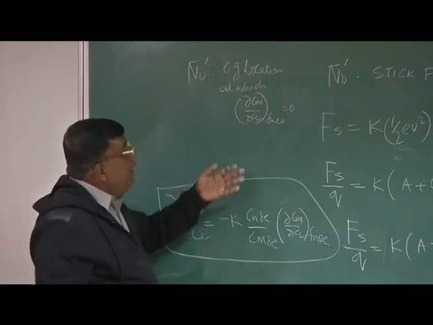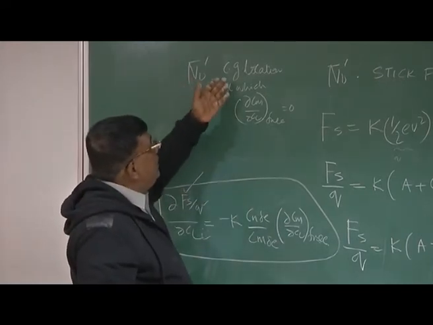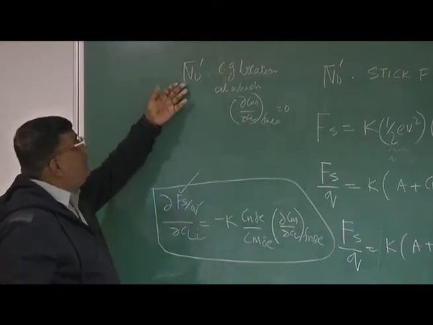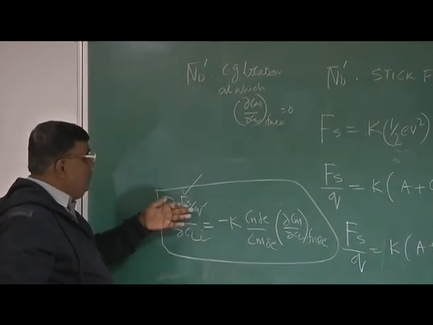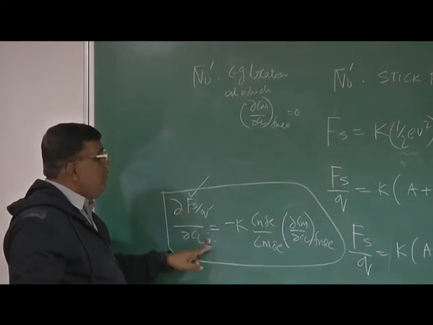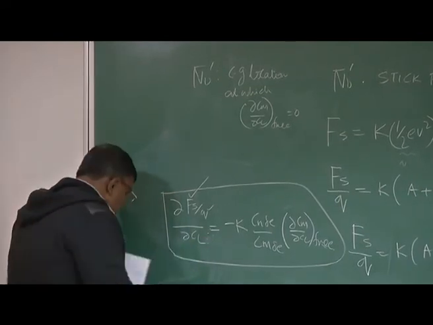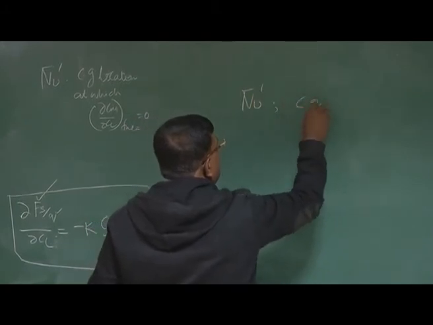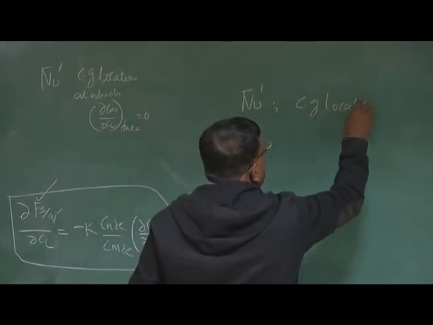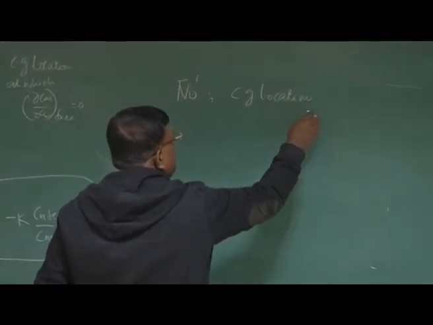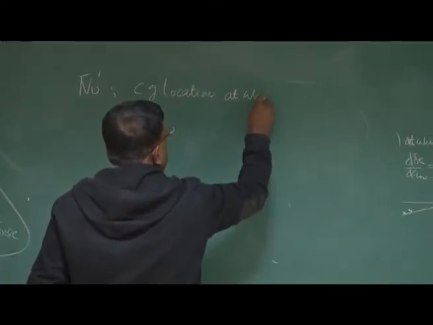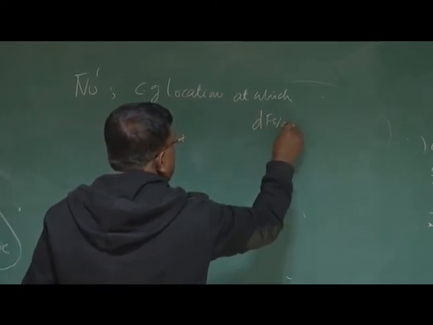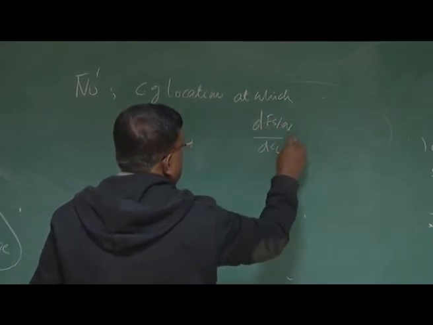Like here for n naught prime, it is the CG location at which dCm by dCl free is 0, which means n naught prime is the CG location at which dFs by Q by dCl is 0 as far as the experiment is concerned. So to find n naught prime, for experimental purpose, it is the CG location at which dFs by Q by dCl is 0.